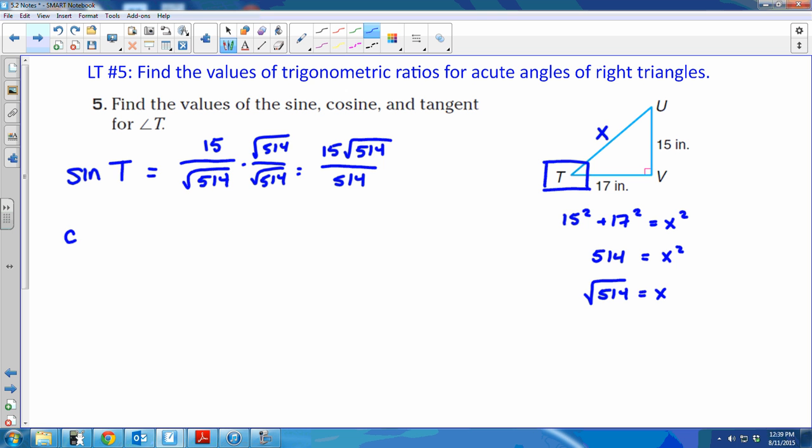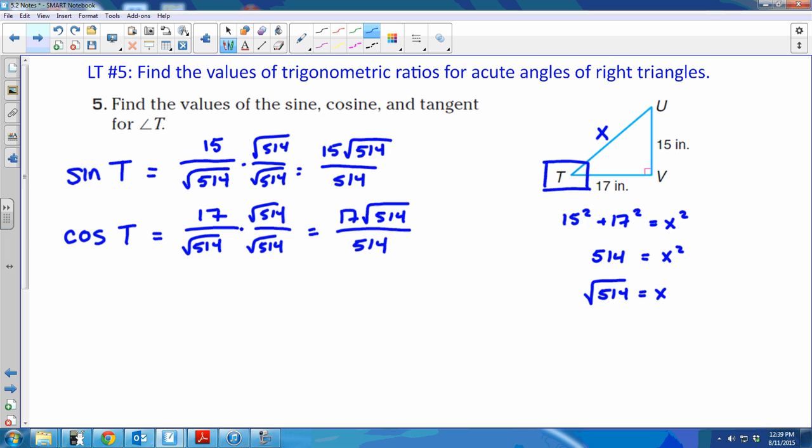Now if we're going to find cosine, we just do the adjacent side over the hypotenuse, so that's 17 over the square root of 514. We rationalize there as well. And then tangent is just opposite over adjacent, so 15 over 17. Questions about those three, about how to find those three? Right, you guys have all done this before. Yeah? Okay.